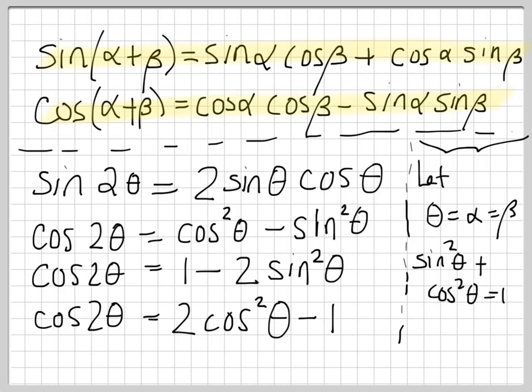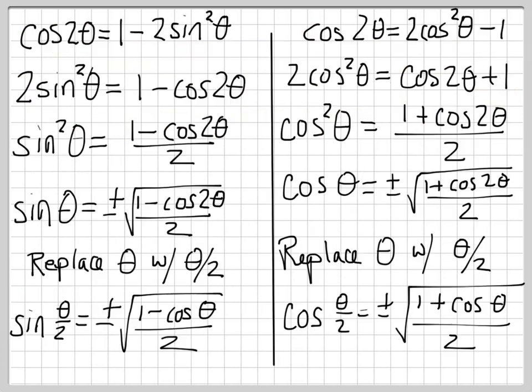What we're going to do today is take these two formulas and massage them to give us formulas for the half angles instead of the double angles. And so here's how we do it. If you just follow down the left side, starting with cosine of 2 theta equals 1 minus 2 sine squared theta, you just get sine squared by itself by adding sine squared to both sides, subtracting cosine 2 theta from both sides. That gets you to here.